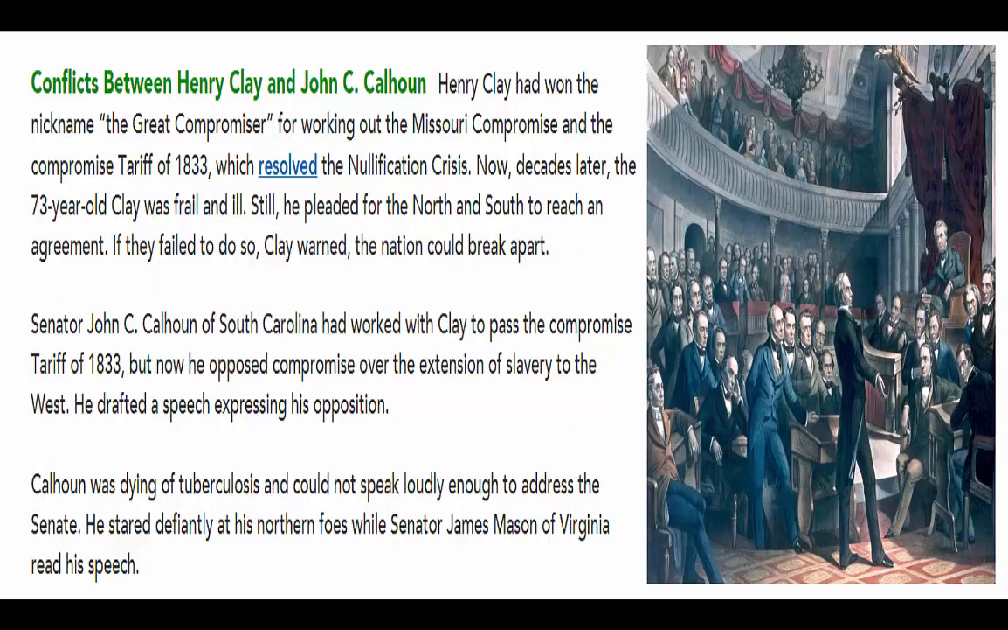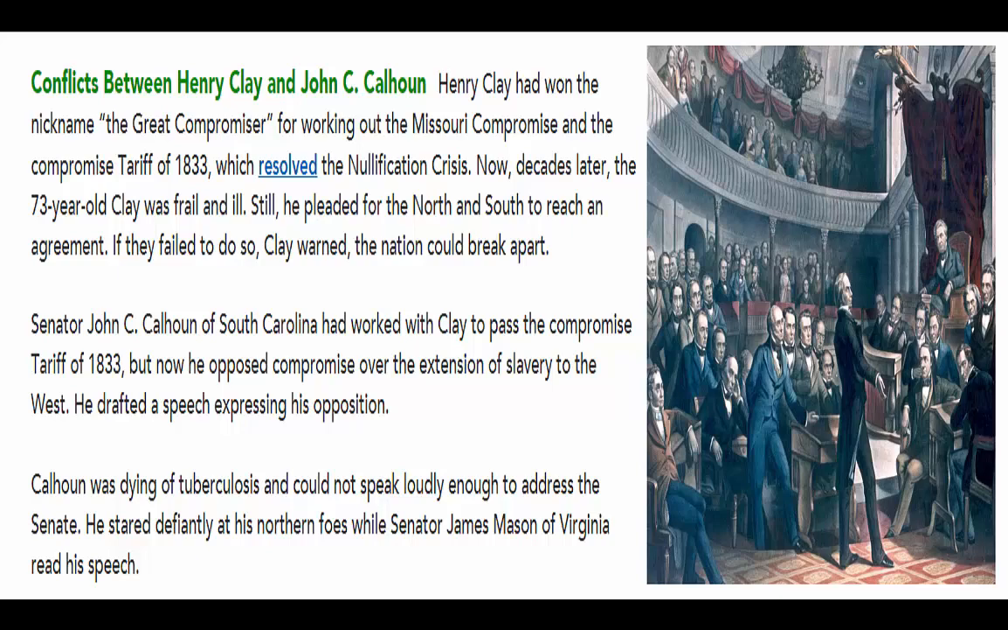Conflicts between Henry Clay and John C. Calhoun. Henry Clay had won the nickname the Great Compromiser for working out the Missouri Compromise and the Compromise Tariff of 1833, which resolved the nullification crisis. Now, decades later, the 73-year-old Clay was frail and ill. Still, he pleaded for the North and South to reach an agreement. If they failed to do so, Clay warned, the nation could break apart.